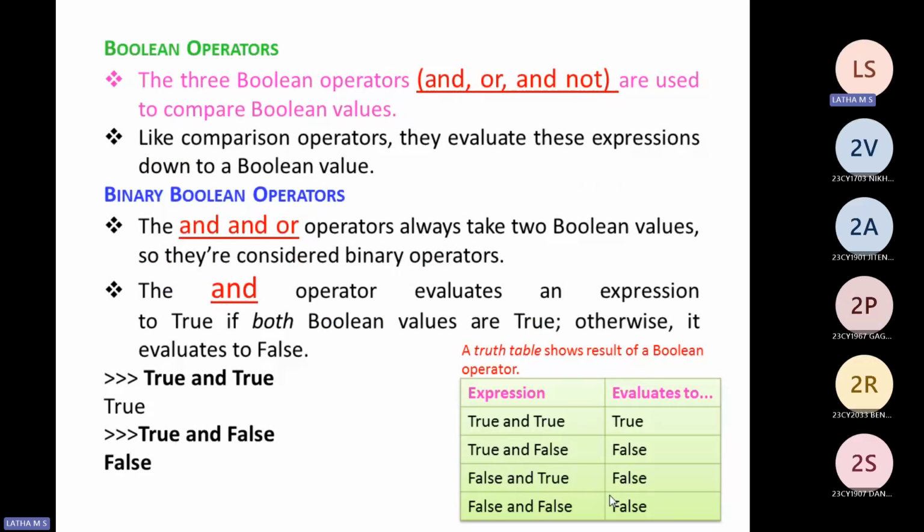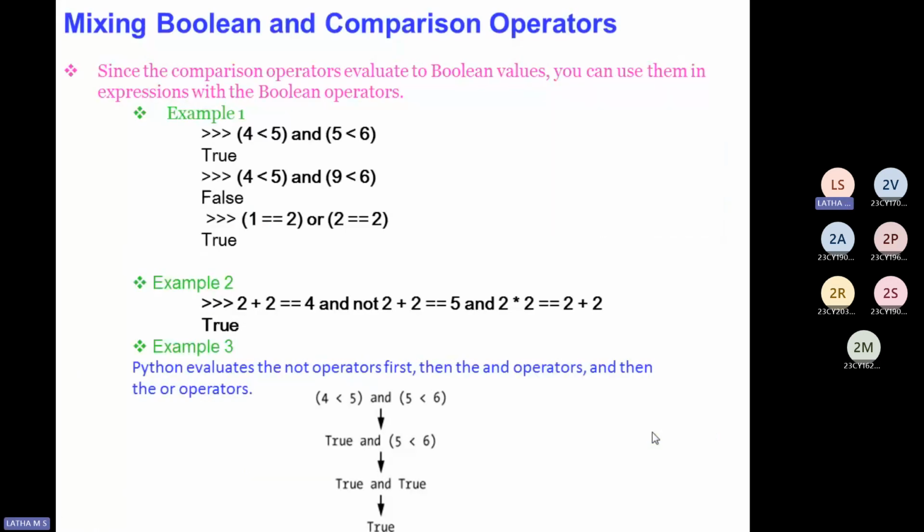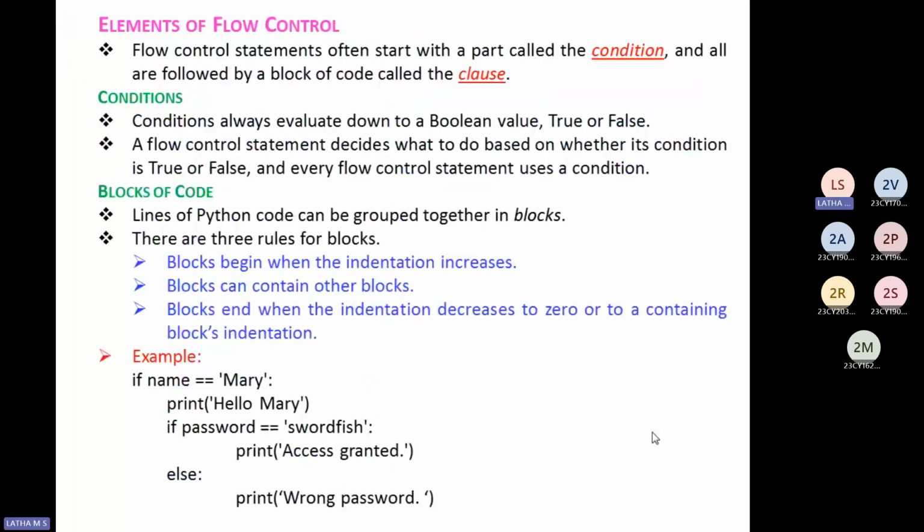And we learned about the truth table existing for and, for or, and for the not operator. In a truth table, a single Boolean value will be given, and the answer will be in terms of Boolean values only finally. Then this is about mixing Boolean and comparison operators, where both the comparison operators and Boolean values will be taken up.